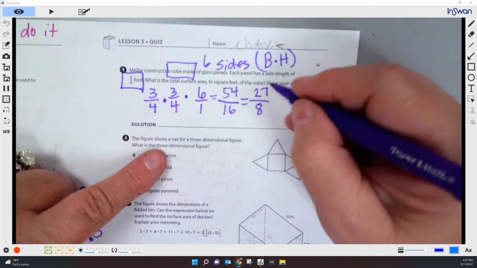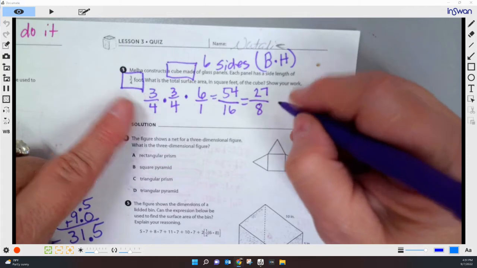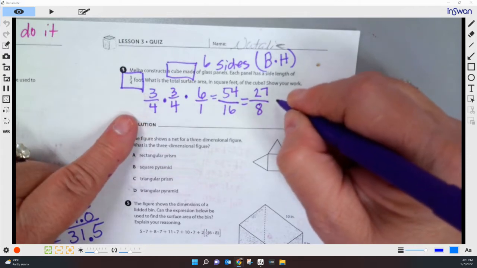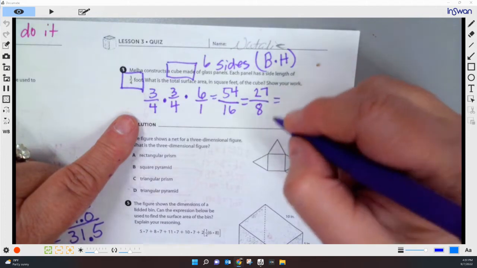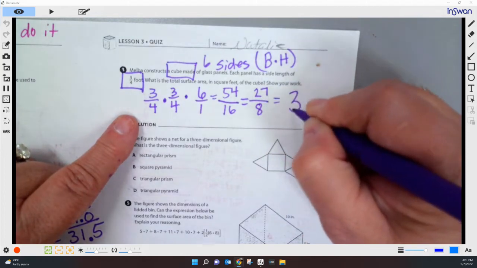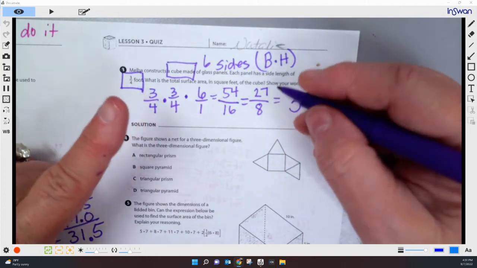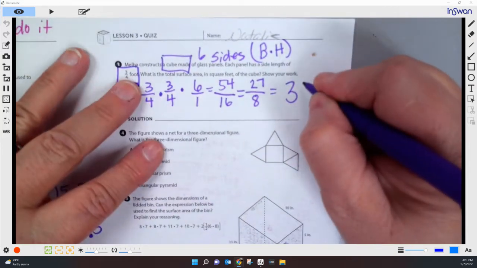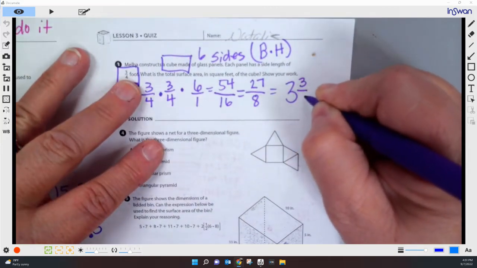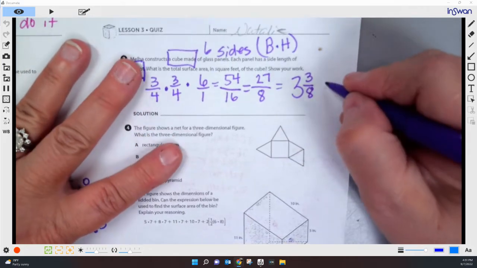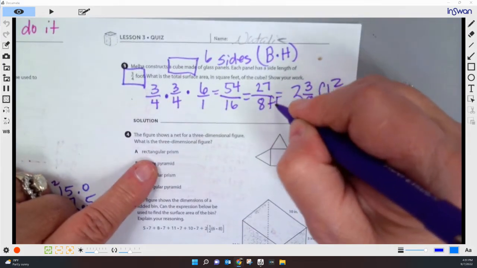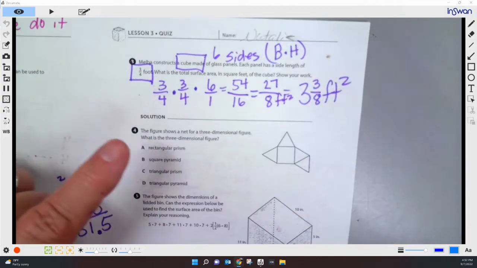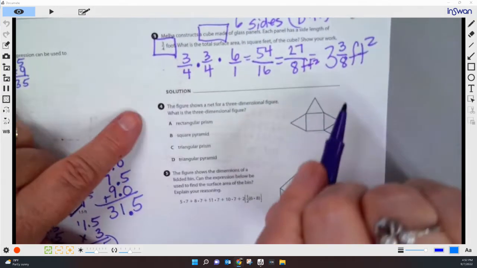That could be the answer in square feet, or you could make that an improper fraction, or excuse me, a mixed number. 8 goes into 27 3 times, 8 times 3 is 24. So 25, 26, 27. We've got 3 left over out of 8. So it could be 3 and 3/8 feet squared, 27 over 8 feet squared, or even 54 over 16 feet squared if you don't simplify it.